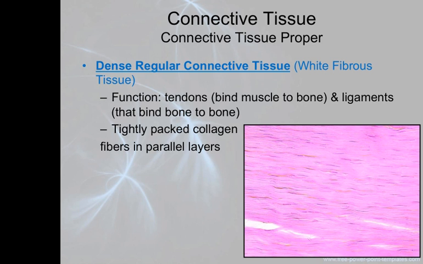Dense connective tissue has less ground substance and is more tightly packed than loose connective tissue. It is stronger than loose connective tissue. The purpose of dense connective tissue in the body is to connect muscles, ligaments, and bones together. You can see the layers of cells in this image. That's what gives dense connective tissue its strength.